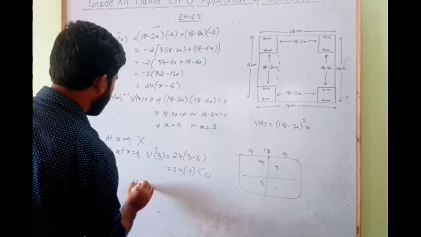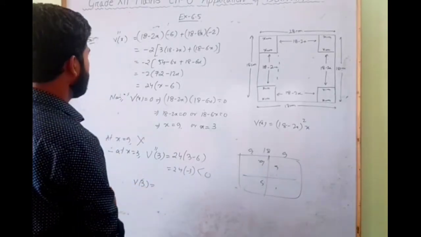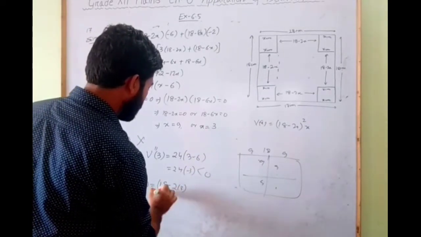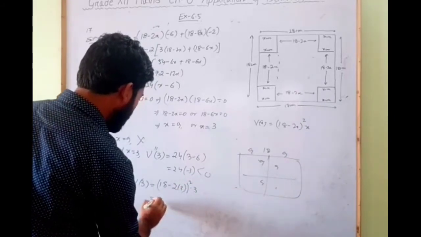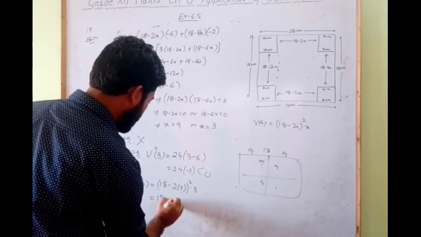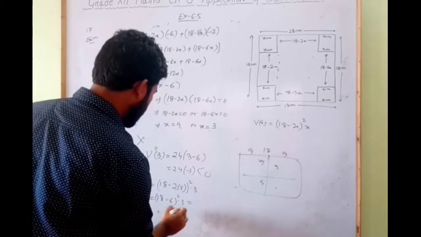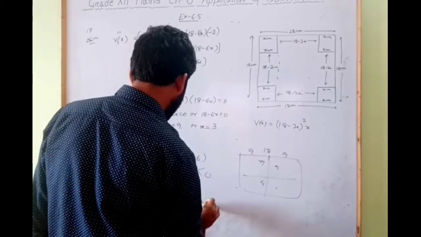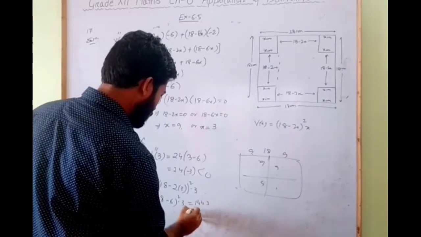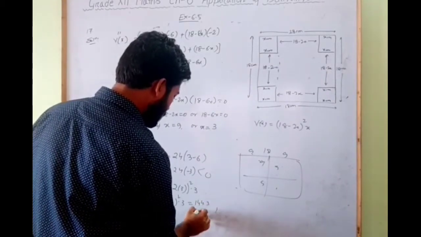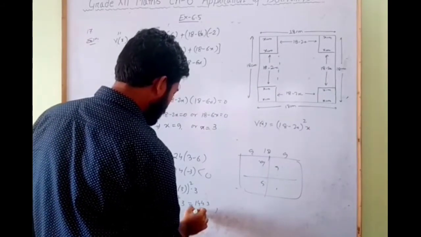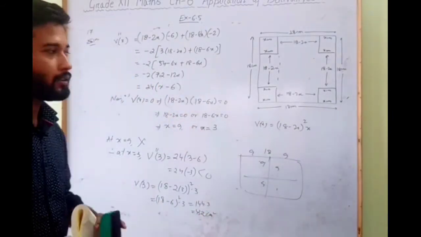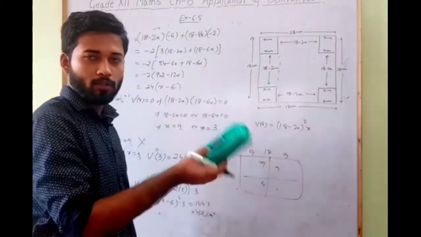Okay, and what is the value of v of 3 will be? Where is our v? Yeah, here is our v. So it will be 18 minus 2 into 3 whole square into 3. So 18 minus 3, 2 is 6, whole square into 3. So that will be 6 squared, 36, into 3 is 108 cm cube. So this is the volume of the main box, but we are not interested in that part.